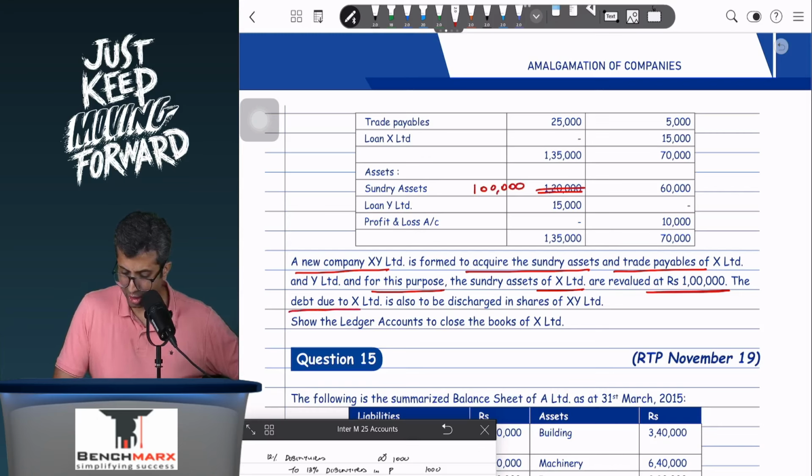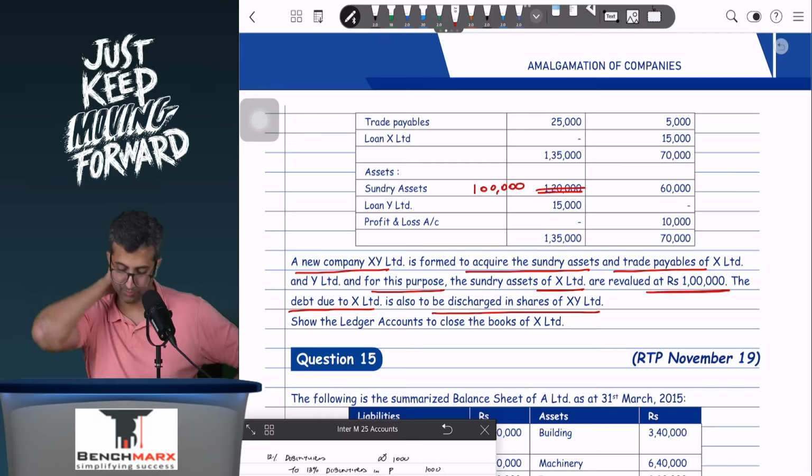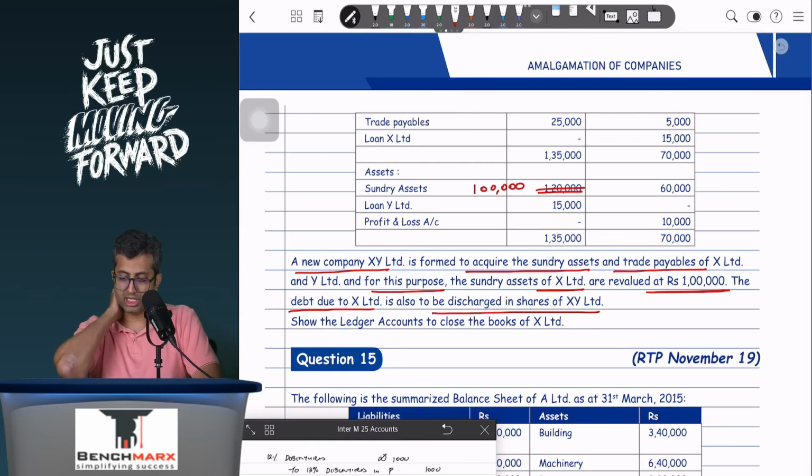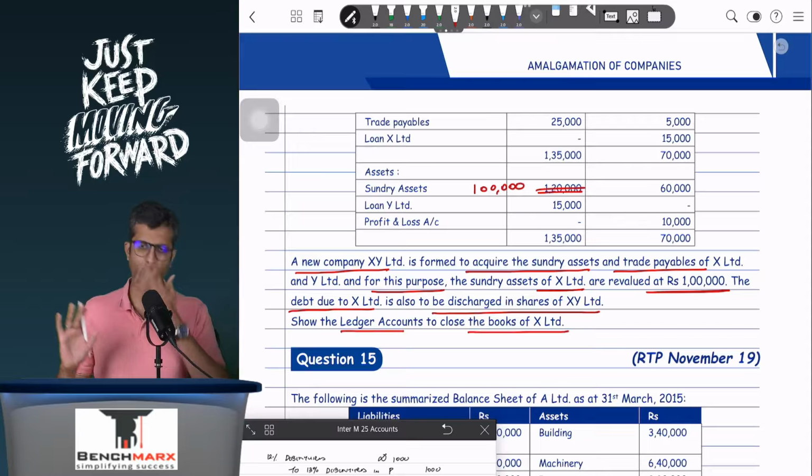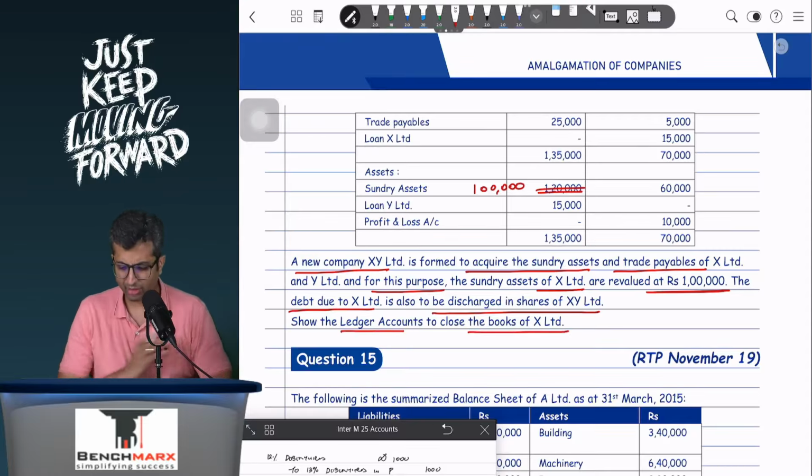The debt due to X is also to be discharged in the shares of XY. Now, this is a debt due to X is also to be discharged in the shares of XY. Show the ledger accounts to close the books of X. Now, we don't have to bother about Y. We have to bother about X.